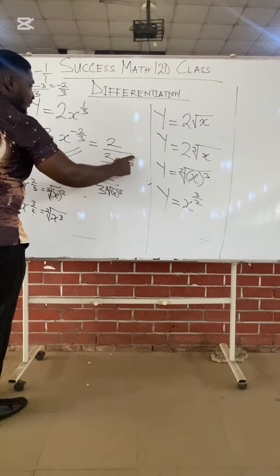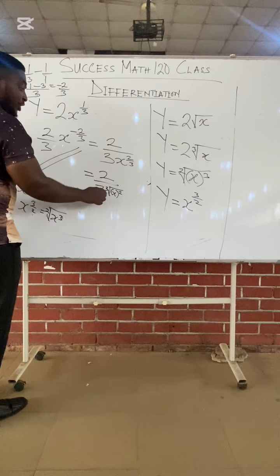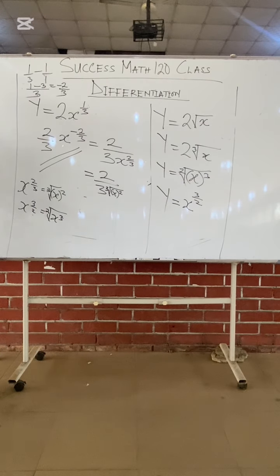So x raised to power 2 over 3 means that 3, the denominator, is the root and 2 is the power.